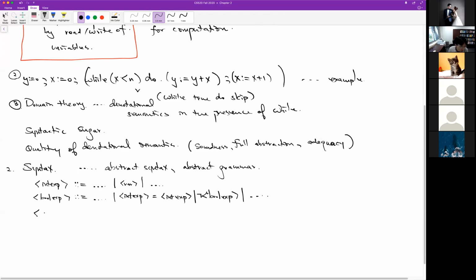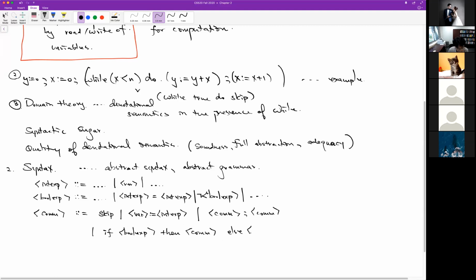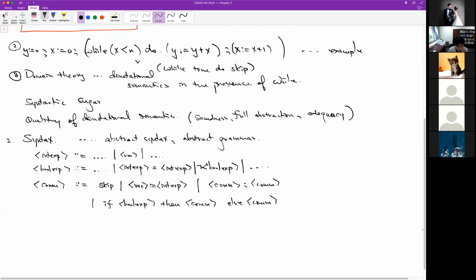So we have a third non-terminal, which is called command. And we have multiple different commands. The first command is skip, which doesn't do anything. The second command is an assignment, which has a variable on the left-hand side and an integer expression on the other side. The third one is called sequential composition. Fourth is the if-then-else statement, with commands in each branch. And then the last one is a while statement.